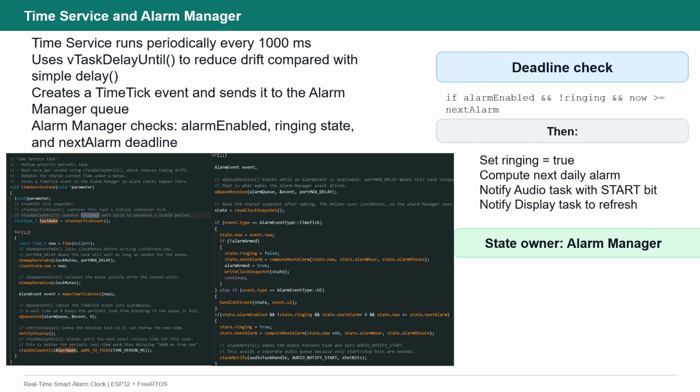The time service task is the system's periodic heartbeat. It runs every 1000 milliseconds and sends a time tick event to the alarm manager. It uses the vTaskDelayUntil instead of a regular delay because that helps reduce timing drift.